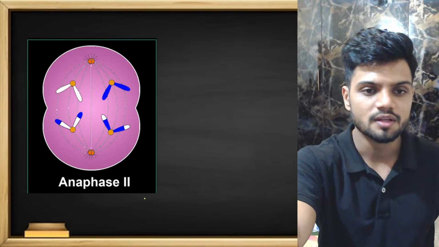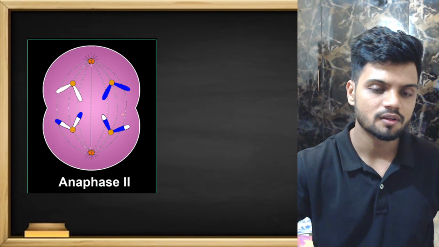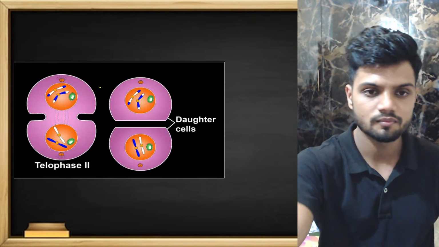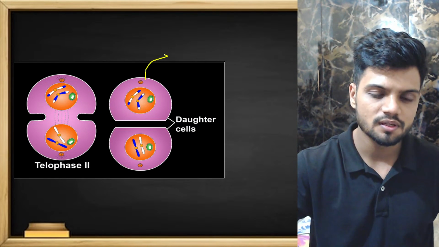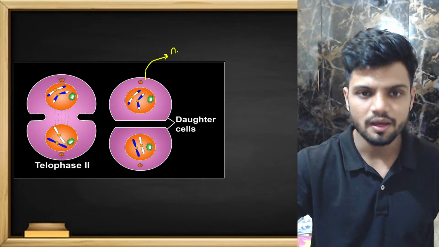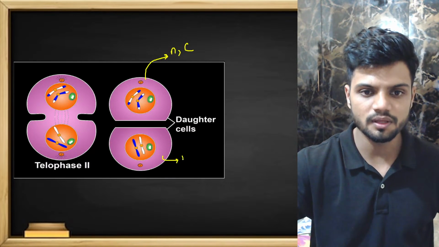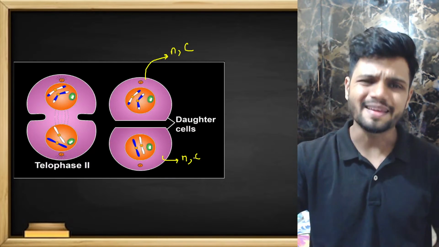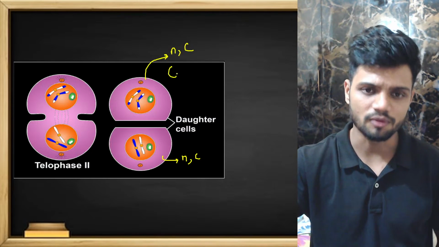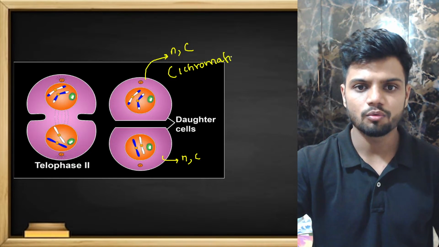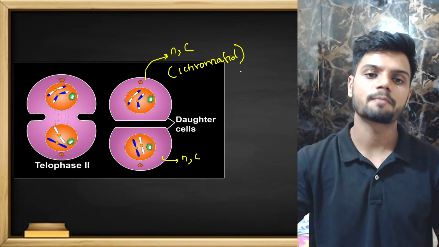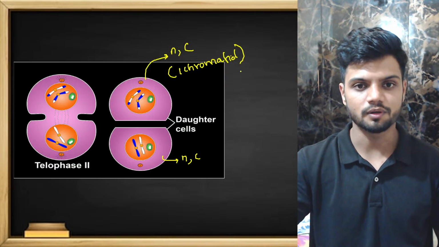Beautiful. Done. See, this is anaphase. Chromosomes are being pulled apart. This is telophase 2. Now, students, what is the DNA content here? The DNA content here is going to be NC. Now, what is this NC? I'll tell you now. NC has only one chromatid. One chromatid. That's all.